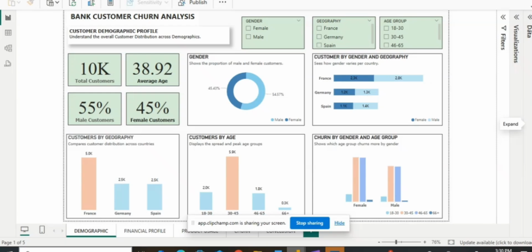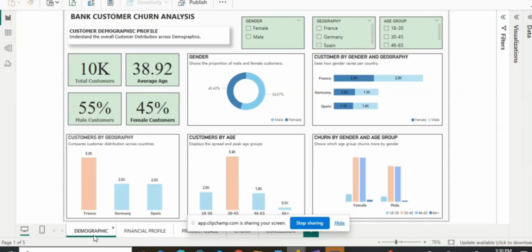Okay, so I use a Power BI tool. I make use of DAX and other Power BI skills to work on this dashboard. So we have our bank customer churn analysis. This particular dashboard is made up of five different pages.